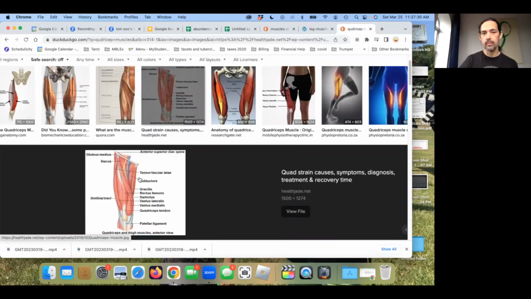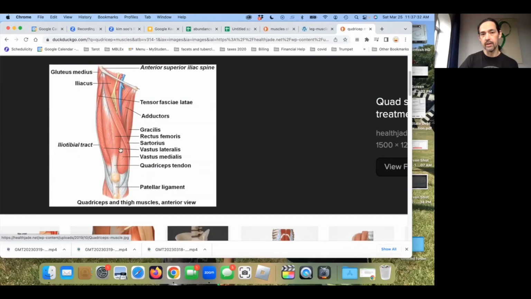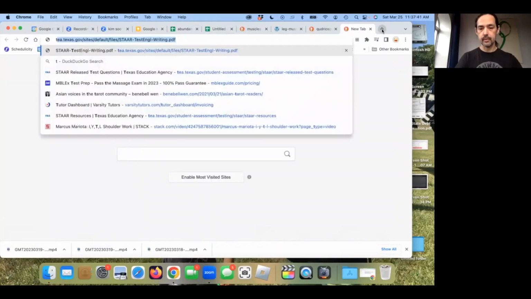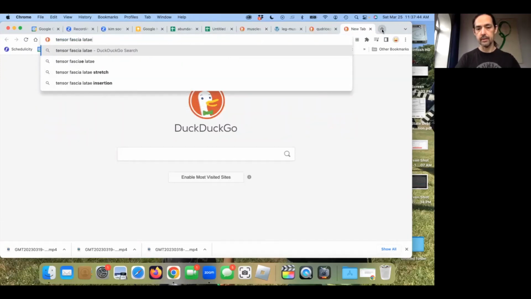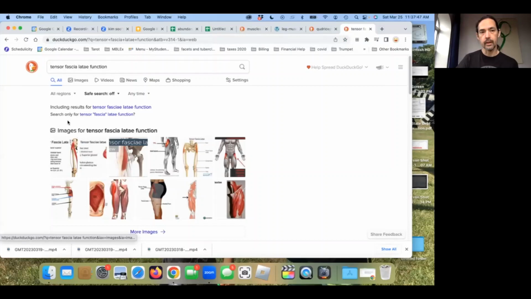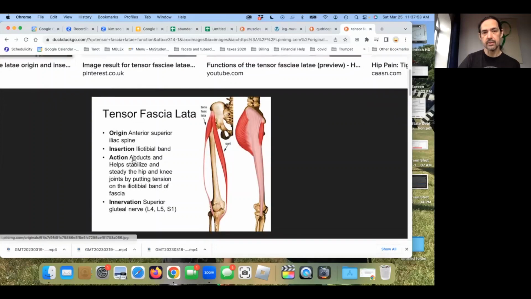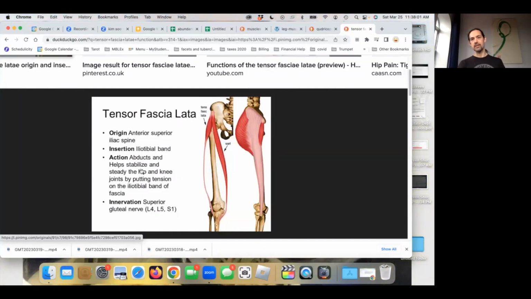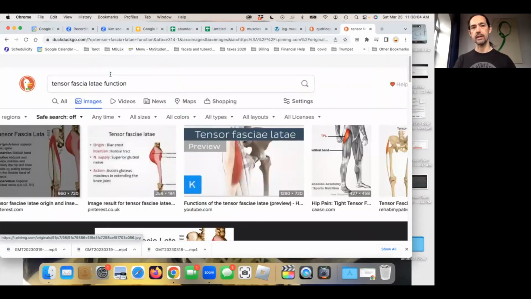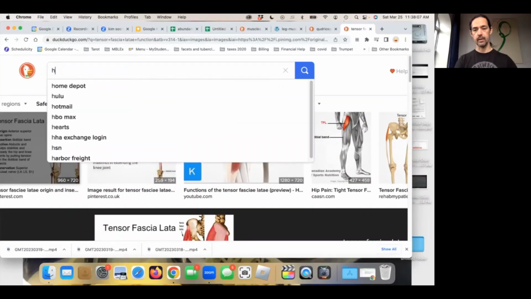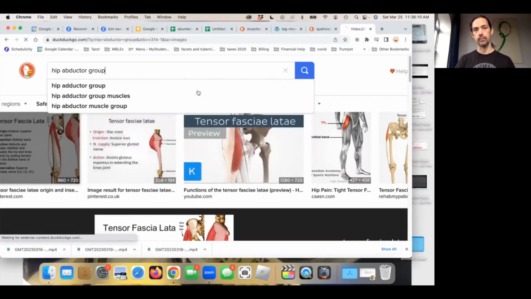A couple other little things while we're in the area of the quads that I want you to take a look at: this muscle over here, the tensor fascia lata, TFL. And I always forget all the functions that the TFL does. Let's see, it's an abductor. It takes the leg away from the midline. It's an abductor, and it also helps to stabilize the leg. Let's see, what are the abductor group?